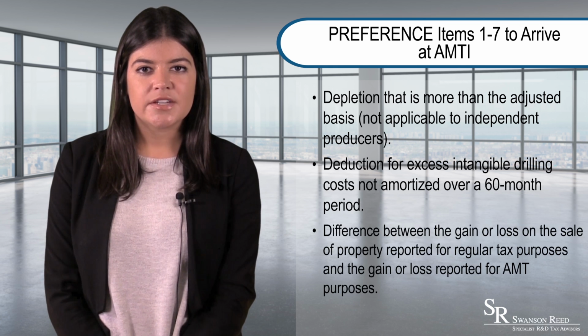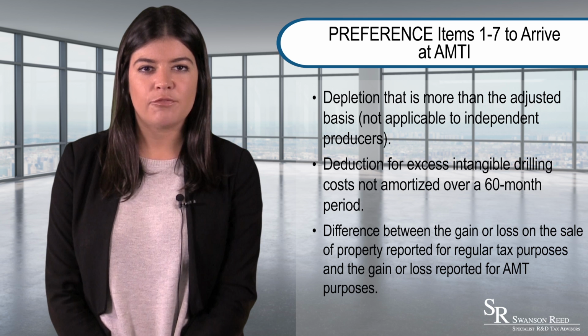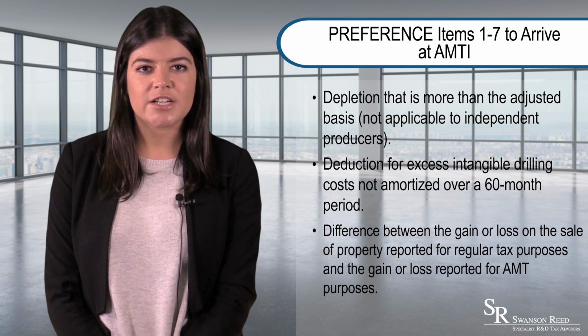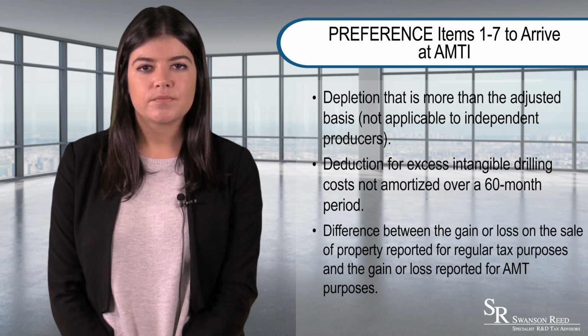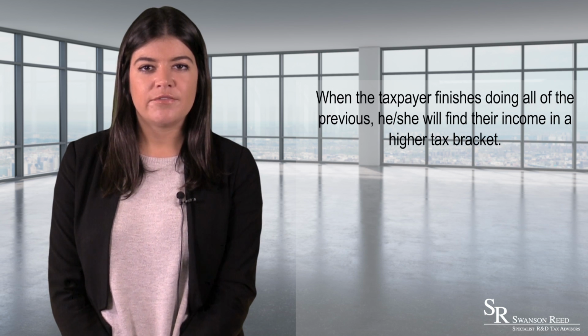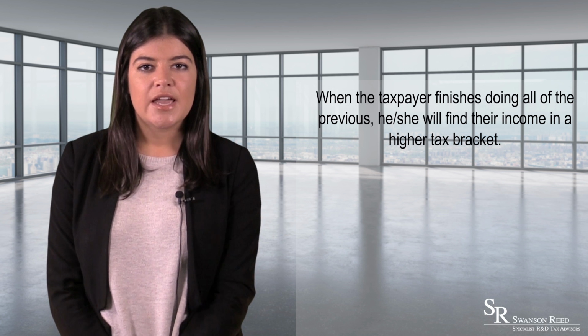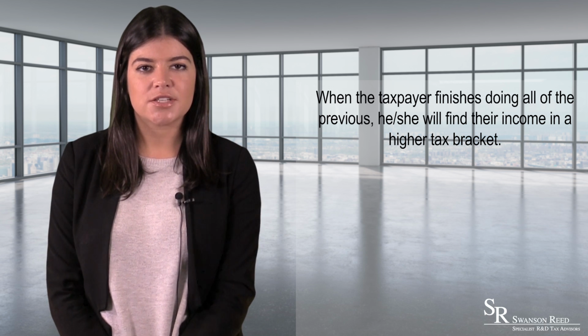And 7. Difference between the gain or loss on the sale of property reported for regular tax purposes and the gain or loss reported for AMT purposes. When the taxpayer finishes doing all of the previous, he or she will find their income in a higher tax bracket.